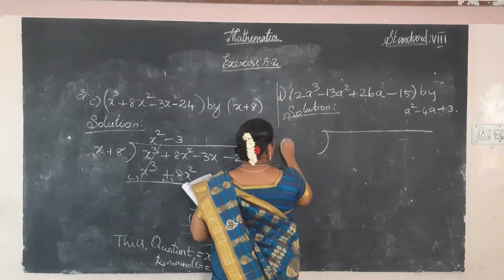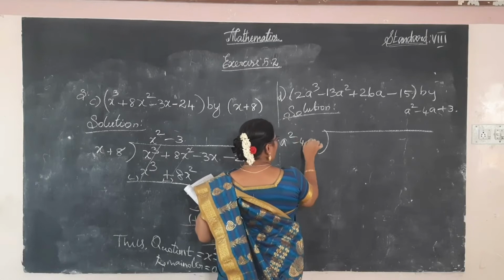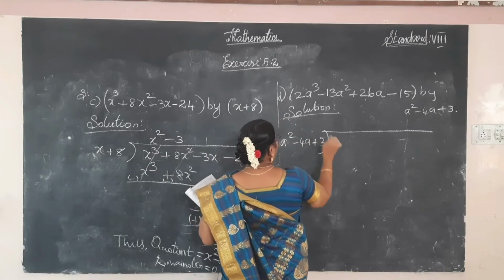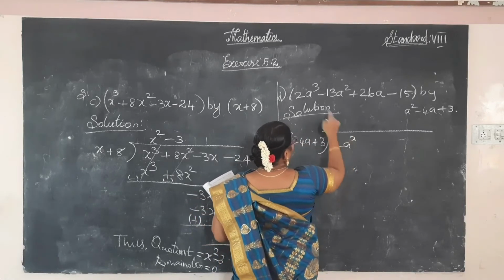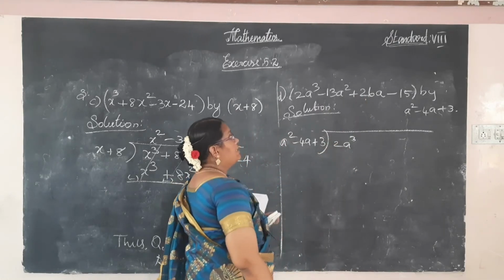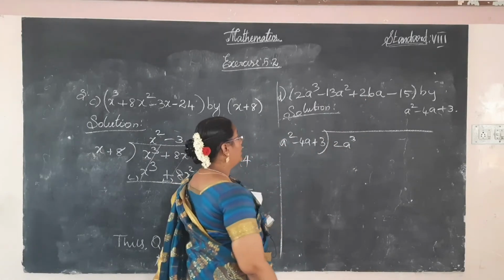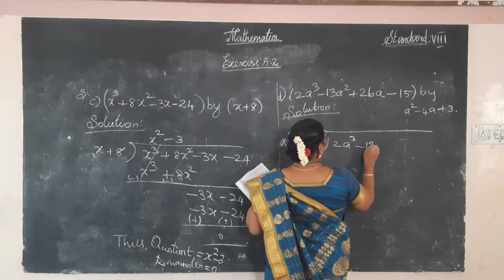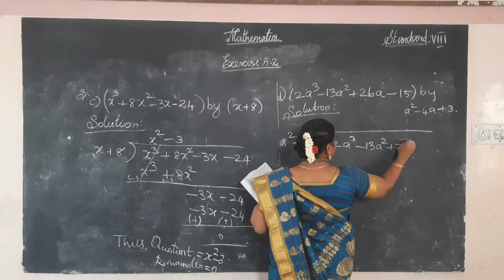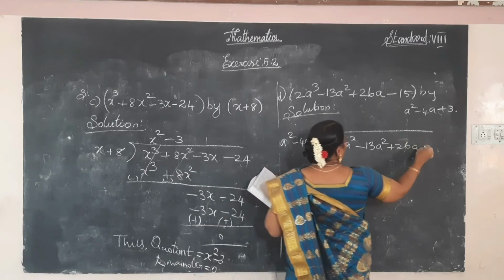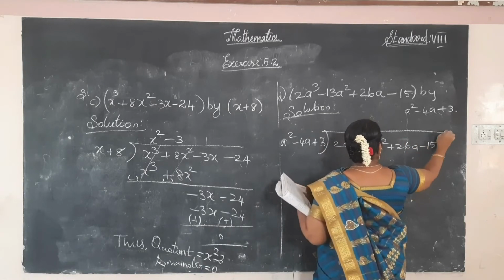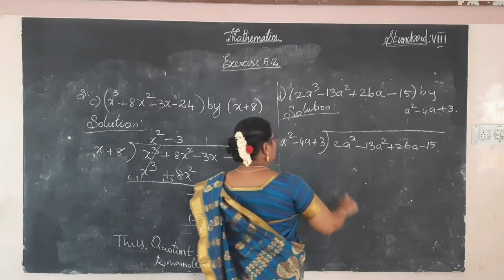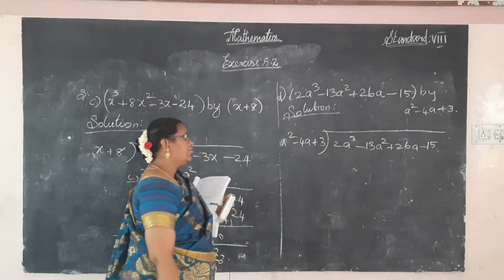So the divisor is a power 2 minus 4a plus 3, dividing 2a cube. Check the order. Yes, it is in descending order of the power of the variable. So 2a power 3 minus 13a square plus 26a minus 15. So first divide the dividend by the divisor.